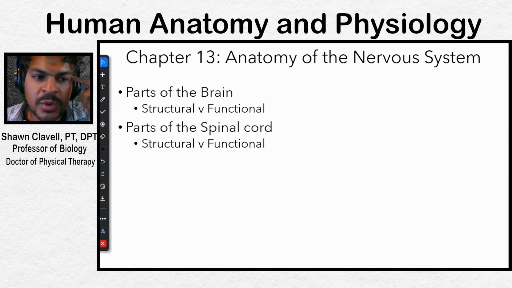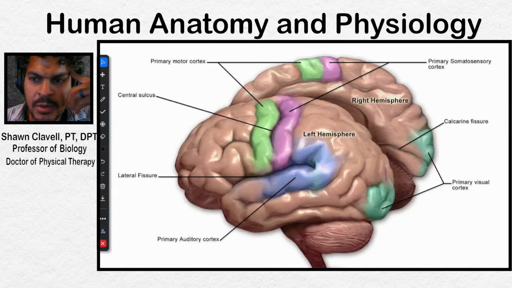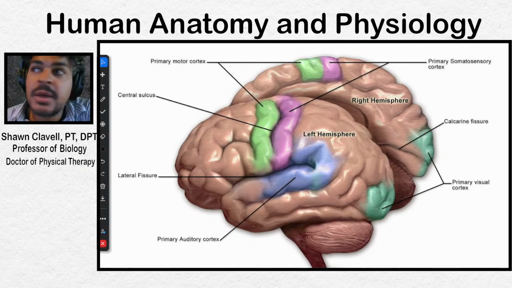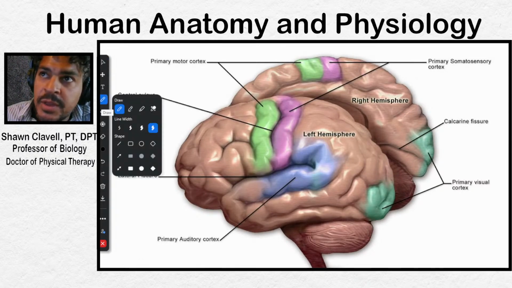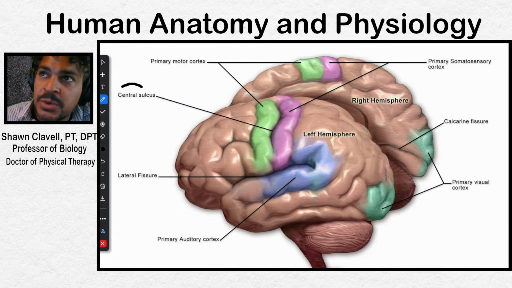So when we talk about the brain, let me start with this slide right here. We'll find our primary feature here. The major landmark that you want to identify is related to the brain, and the surface of the brain is going to be this structure called the central sulcus.